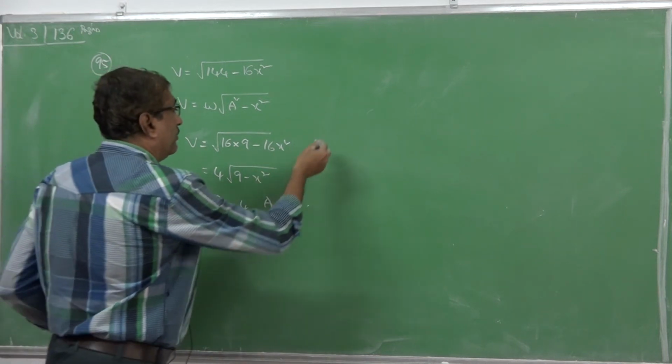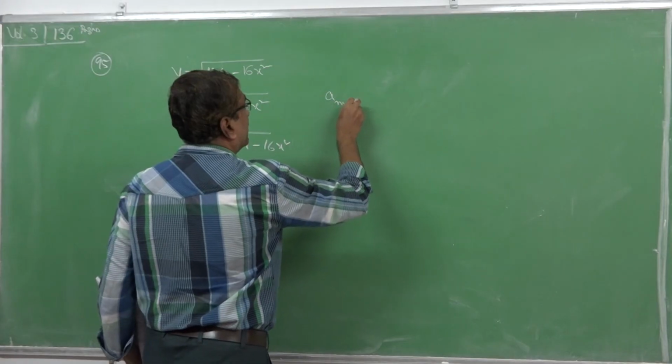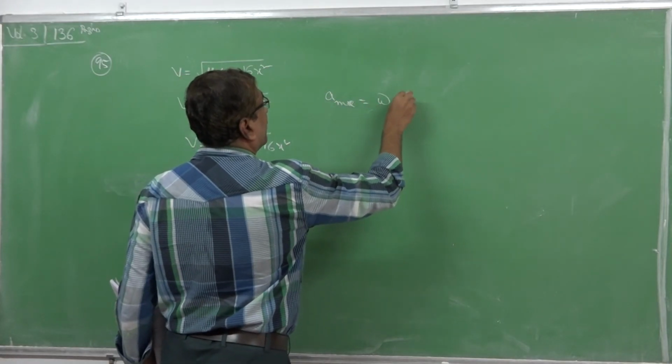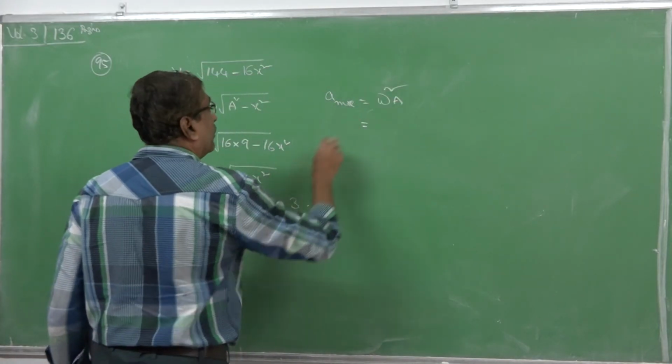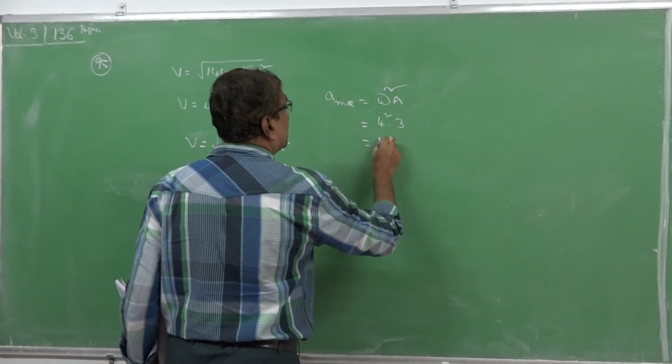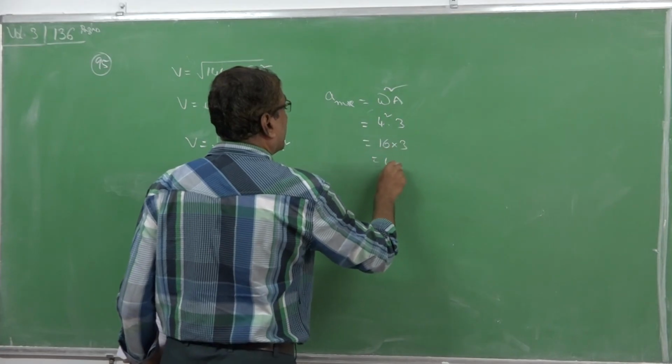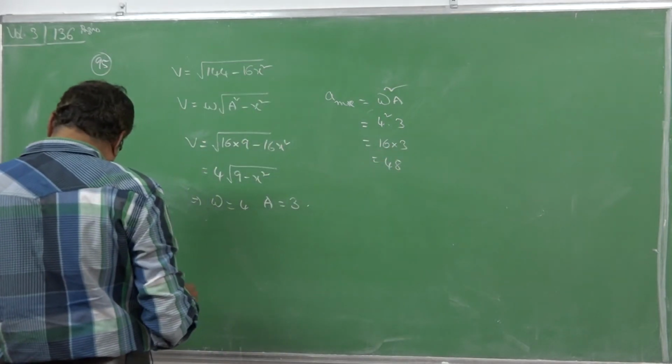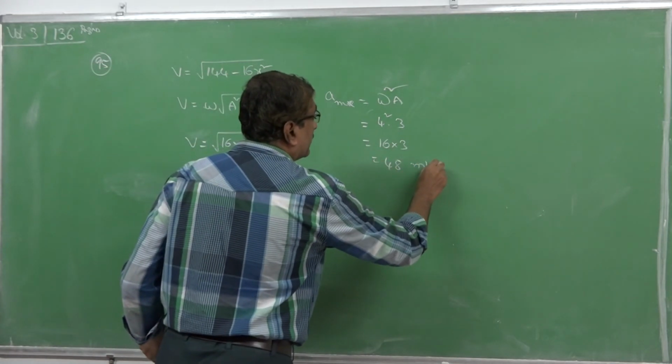Now, maximum acceleration a max equals omega square A, that is 4 square into 3, that is 16 into 3, that is 48 meters per second square.